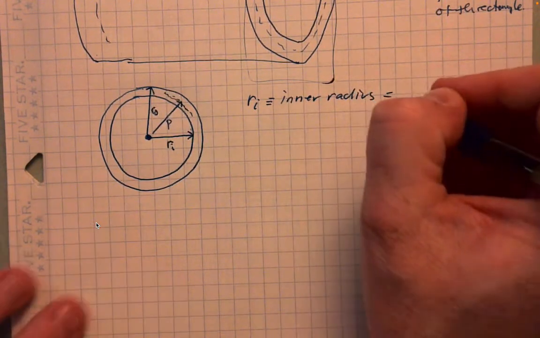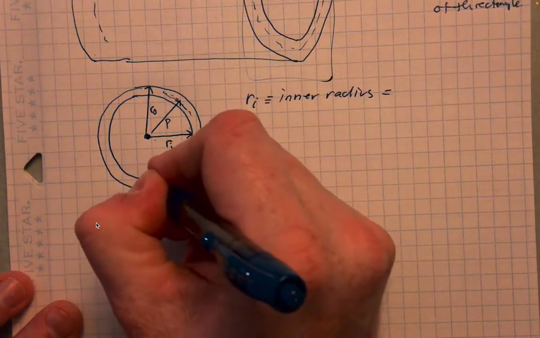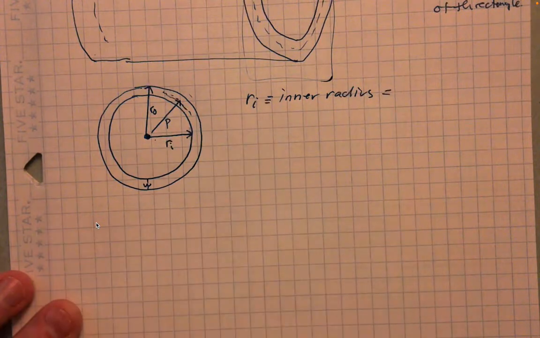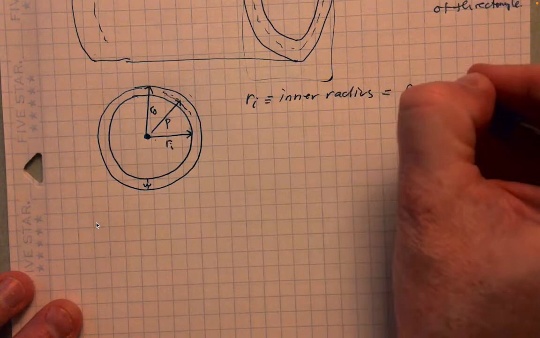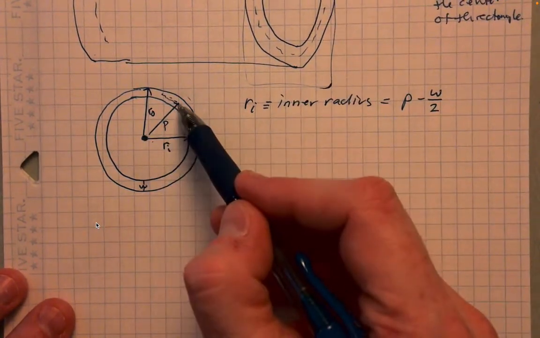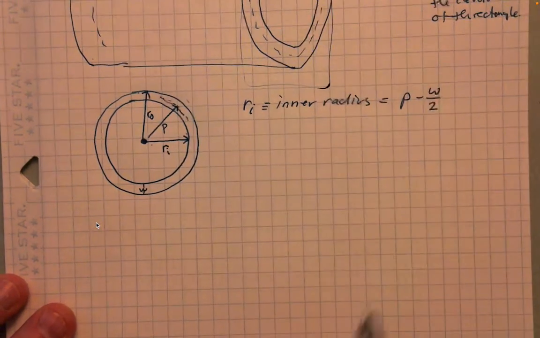Now what is that in terms of P? Well, remember this width here. This is the W, right? The width of the shell is W. So the inner radius is always going to be equal to P minus W over 2. Some distance to the middle of the rectangle minus half the width of the rectangle. Minus W over 2.